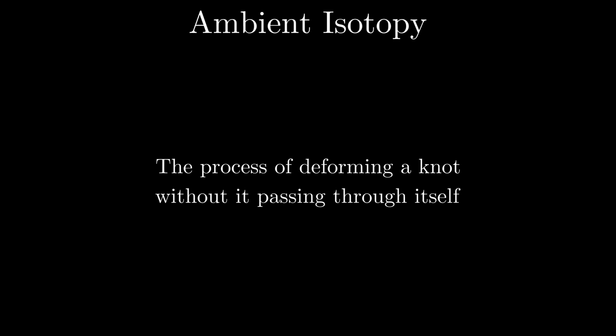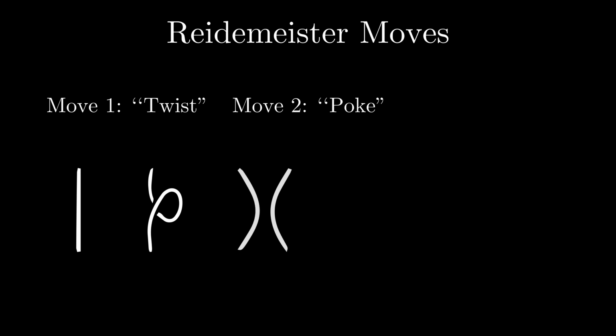We consider 2 knots to be the same if you can deform one into the other without letting it pass through itself. This process of deforming the knot is called ambient isotopy. The culprit being deformed into the unknot was an example of this. In the 1930s, Kurt Reidemeister proved that all deformations can be reduced into 3 moves, which we now call the Reidemeister moves. The 3 moves are the twist, the poke, and the slide.